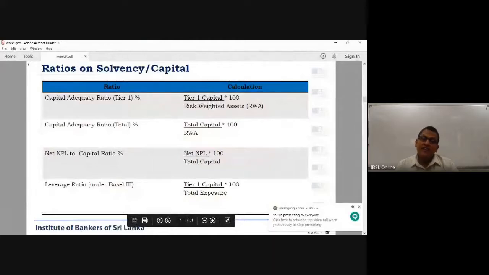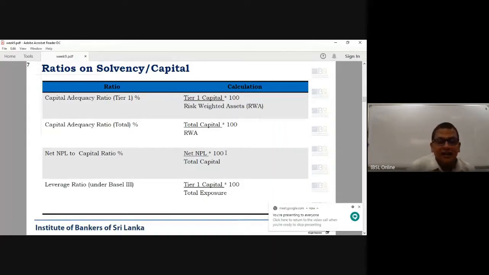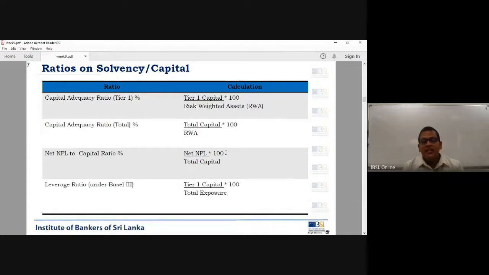So what they do is net NPL divided by the total capital multiplied by 100, which is called the net NPL to capital ratio. Why are they calculating the net NPL to capital ratio? Just to see whether the bank capital is adequate enough to meet any unexpected risk arising from the NPLs.